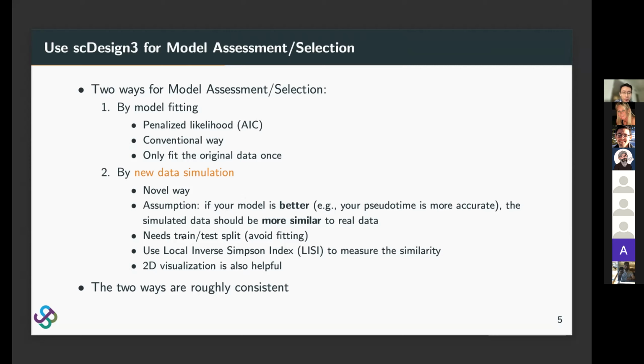For this purpose, we need to have a train test split, because we don't want our model to be an overfitting model. And we use the local inverse Simpson index to measure the similarity between the simulated data and the original data and the test data. We can also use 2D visualization on low dimensional space, for example, t-SNE and UMAP, to check if the simulated data is similar to the original data. I have to say the two ways are roughly consistent with each other, but with some minor discrepancies.